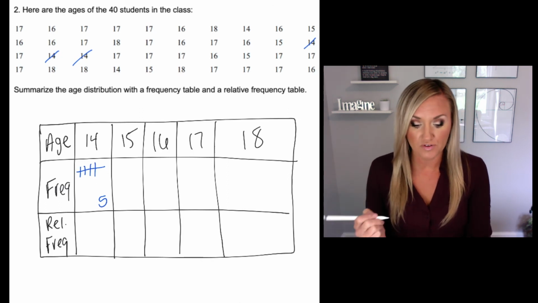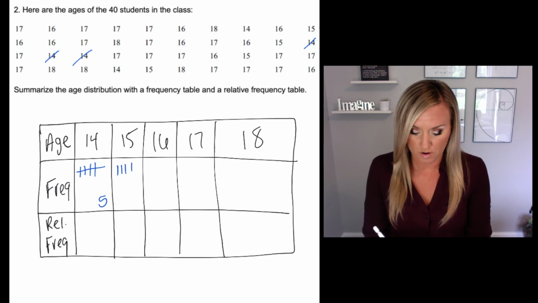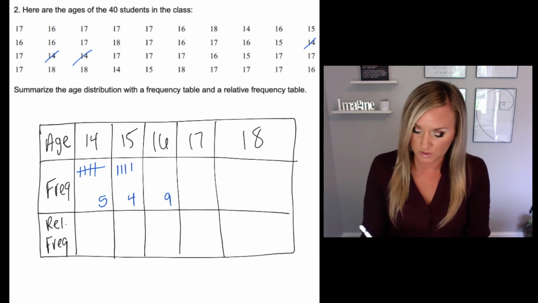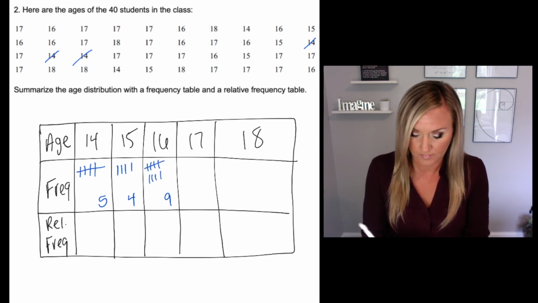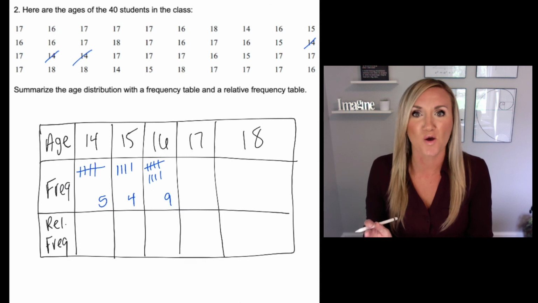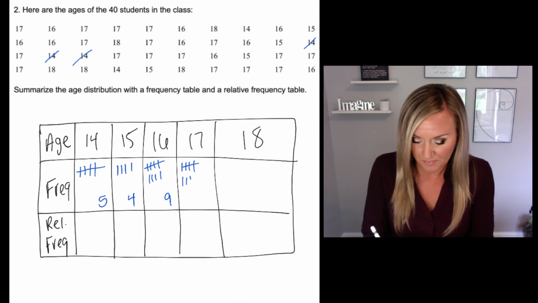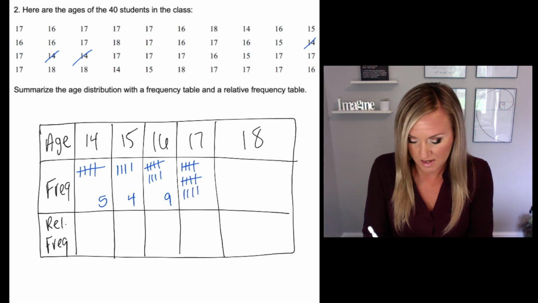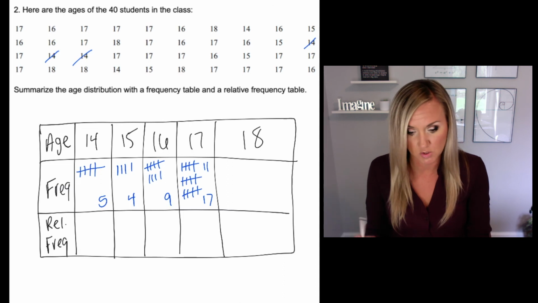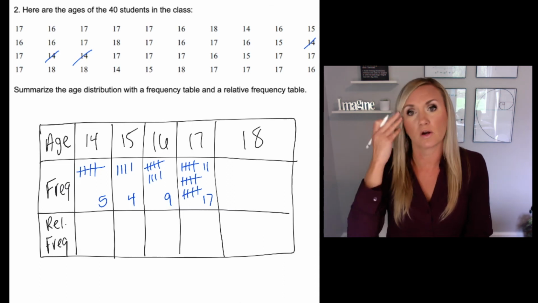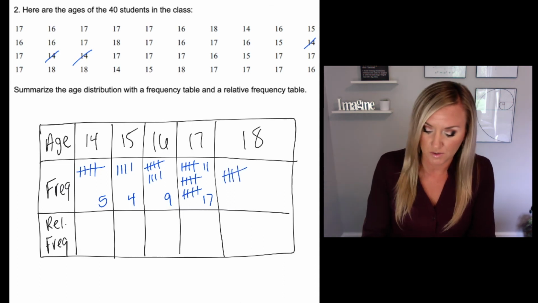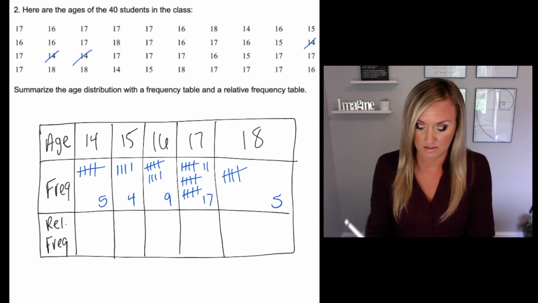Okay, how many 15-year-olds are there? There are 4 15-year-olds. 16-year-olds, there's actually 9. 17-year-olds, so weird, there's actually 17 of them. So we have 5, 10, 15, 16, 17, so there are 17 total. And then how many 18-year-olds are in the class? There are 5, so 5 18-year-olds.